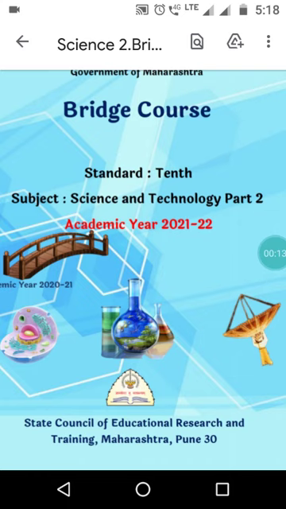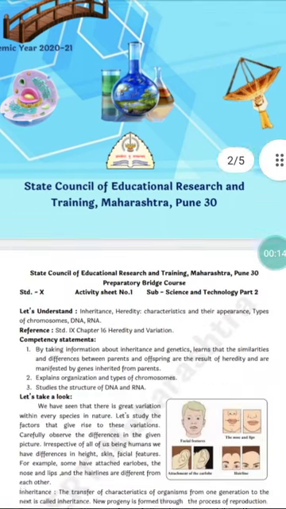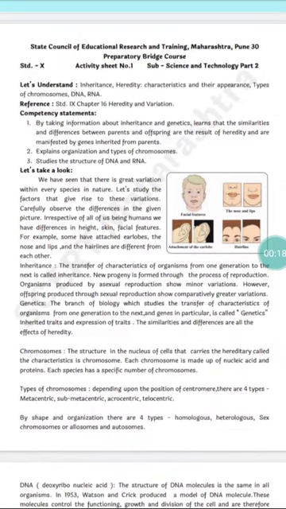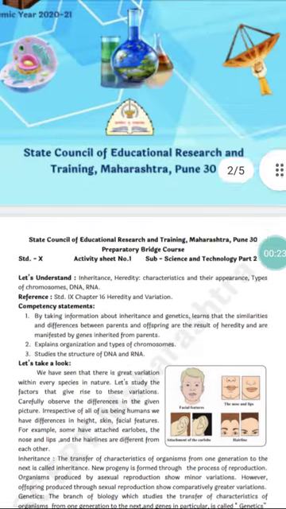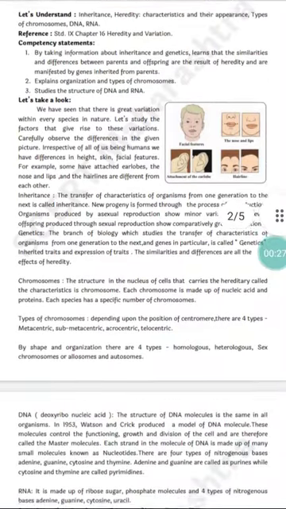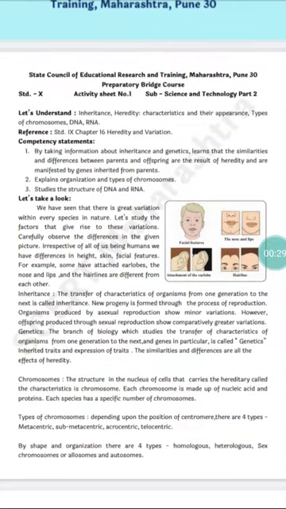Today we are starting the bridge course for the subject Science and Technology Part 2. In this bridge course, we have to go through the activity sheets which have been recommended by our State Council for Educational Research and Training, and it includes the syllabus, that is the connecting link between the syllabus of the 9th and the 10th standard.